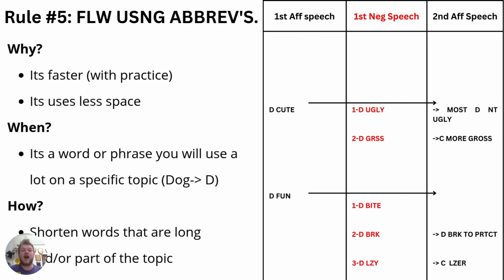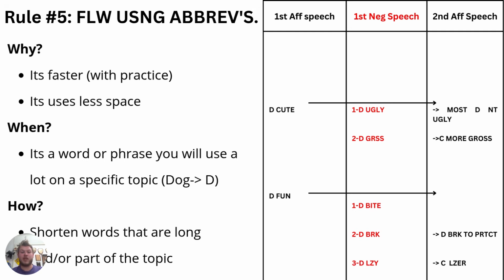Rule number 5 is to flow using abbreviations. So the reason why is, once again, because it's faster and it uses less space. This is especially good on topics where you're going to be writing down the same word over and over again, usually whatever word the topic is about.